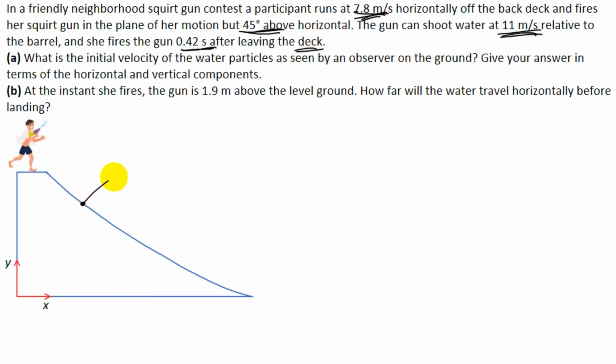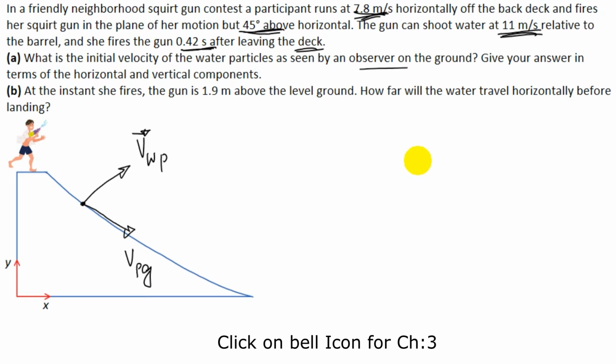So this would be the direction of the water relative to person. Now what would be the direction of person relative to ground? So this is the direction of person relative to ground. Now there are two parts in this question that we need to solve. In the A part, we need to find what is the initial velocity of water particle as seen by an observer on the ground. Now this question needs the concepts that we studied in the relative motion.